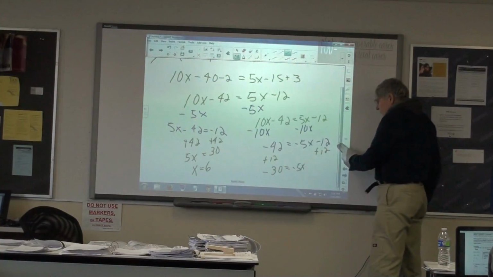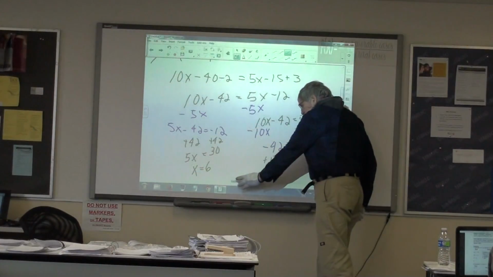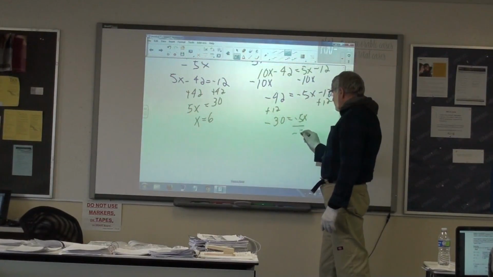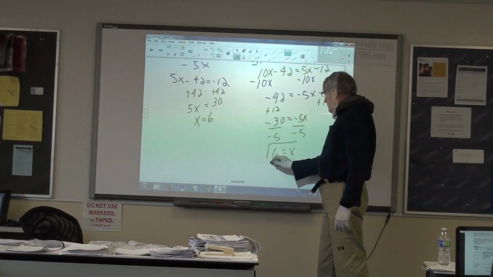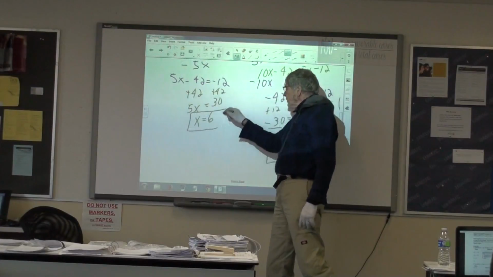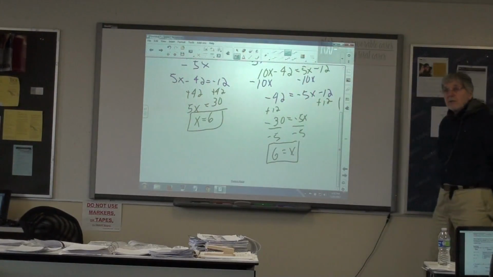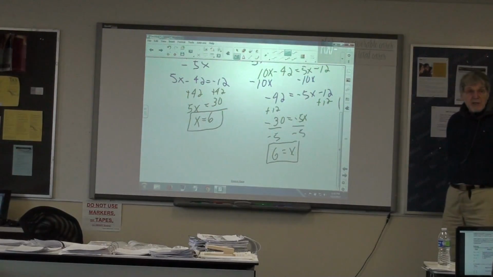Now the minus 5 is causing trouble. So we divide both sides by minus 5. And we get 6 is equal to x. So you see it makes no difference whether you collect x's on the left side or the right side. So feel easy about it. And we do have the answer x equals 6.